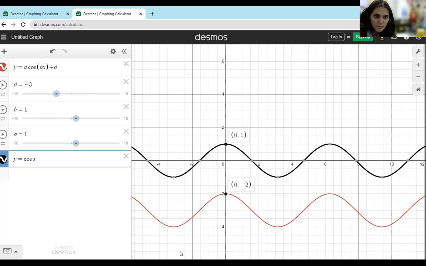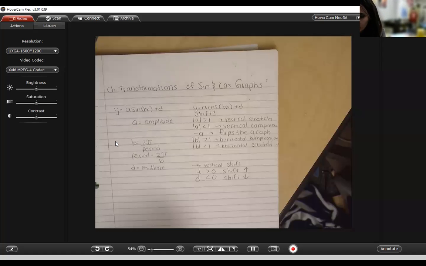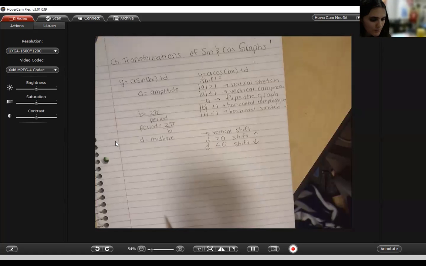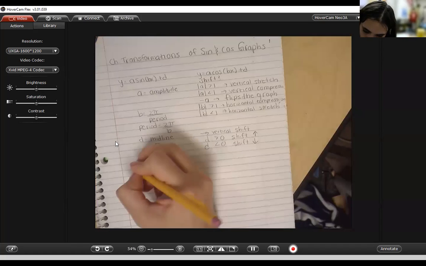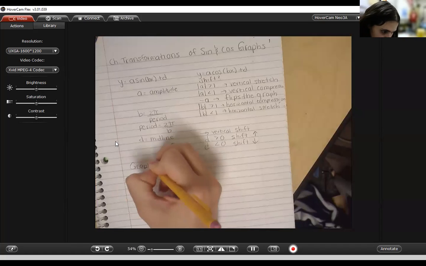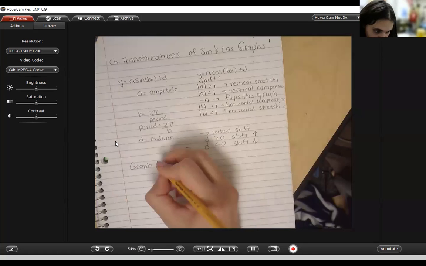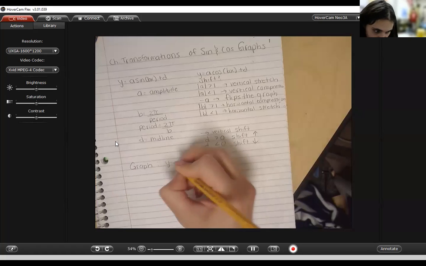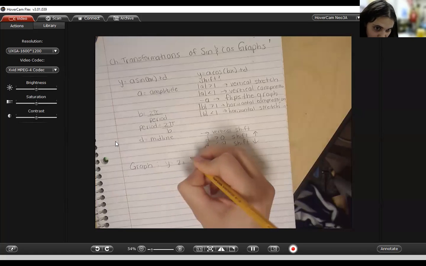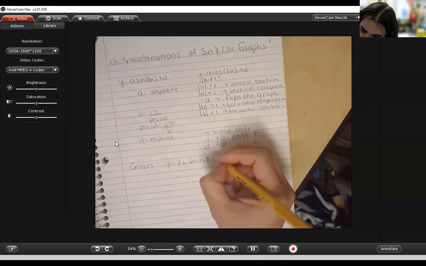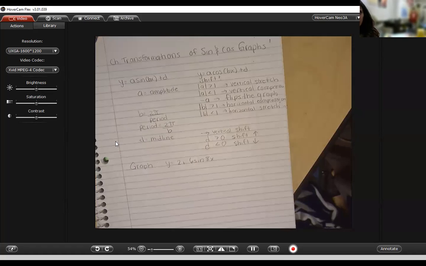All right, let's do some more practice. Let's say it is asking you to graph. Let's do this one. We will graph y equals 2 plus 6 sine 8 theta. Sometimes you'll see theta, sometimes you'll see x. All right, let's figure all this out.